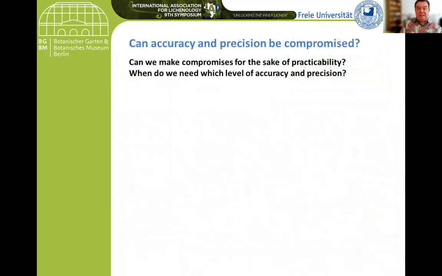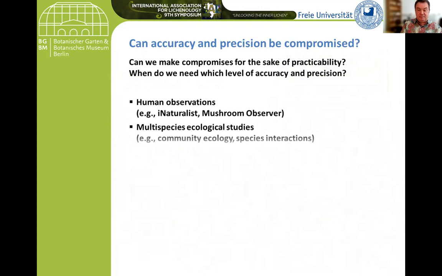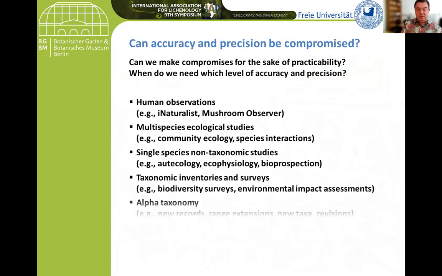So the question is, can accuracy and precision be compromised for the sake of practicability? And when do we need which level of accuracy and precision? And I just have listing here 5 different situations. We have human observations, for example, in these platforms like iNaturalist, Mushroom Observer.